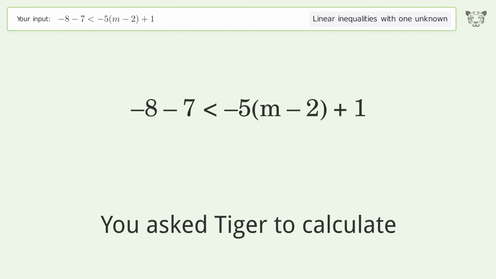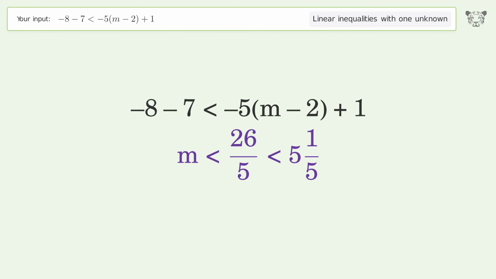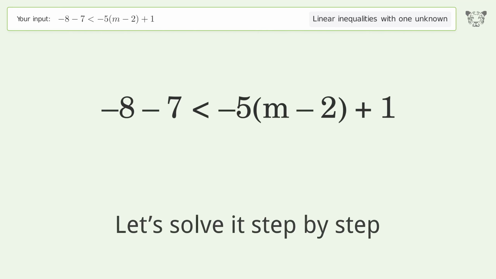You ask Tiger to calculate. This deals with linear inequalities with one unknown. The final result is m smaller than 26 over 5 smaller than 51 over 5. Let's solve it step by step.